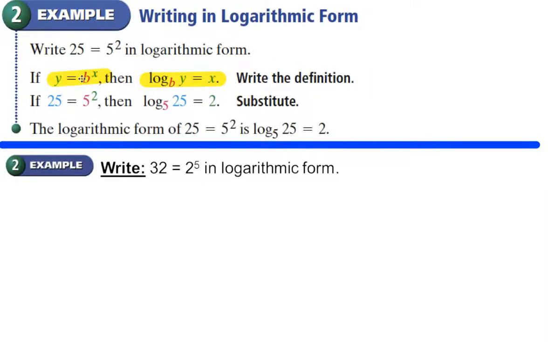Okay, all right, let's see this in action. Taking a look at the textbook example, write 25 equals 5 squared in logarithmic form. We know y equals b to the x, so this is the y, this is your b, and this is your x. And we need to write it as log base b of y is x. So we replace the b with 5, we replace the y with 25, and we replace the x with 2. Here you go. And that's it.